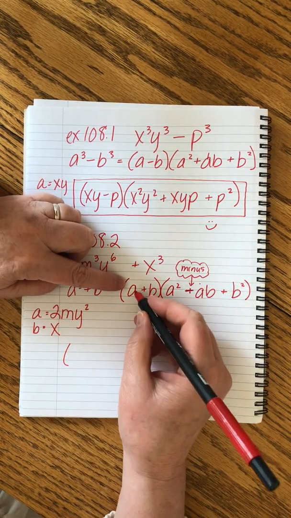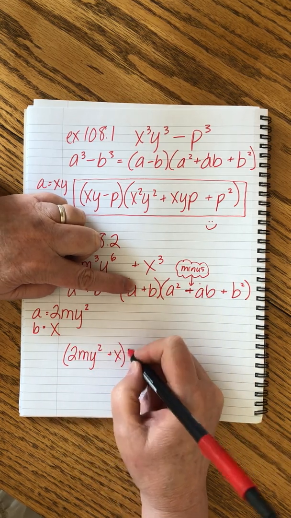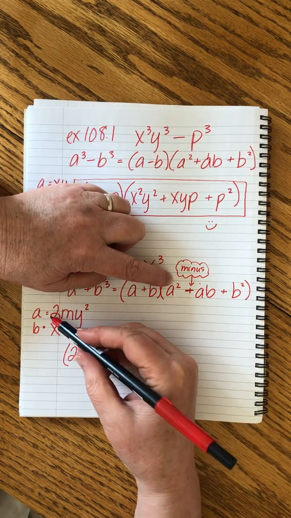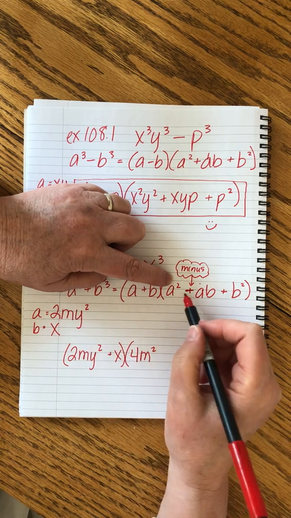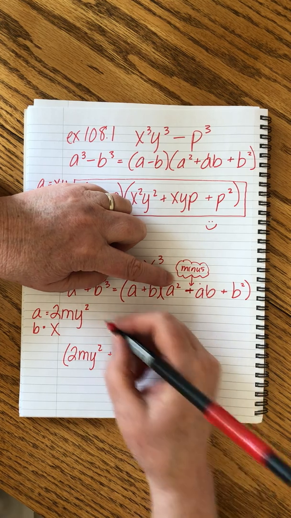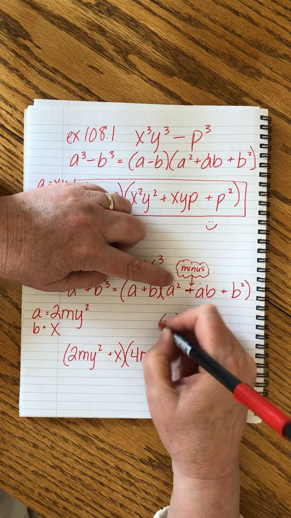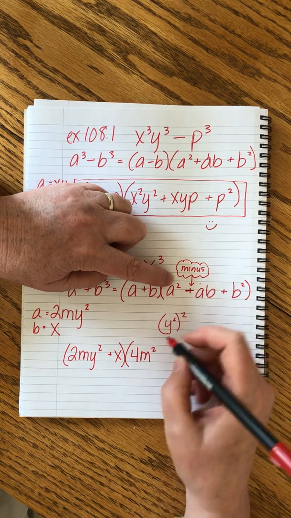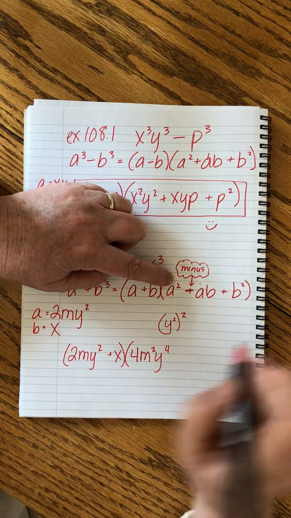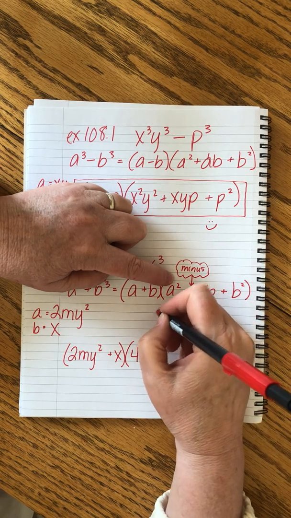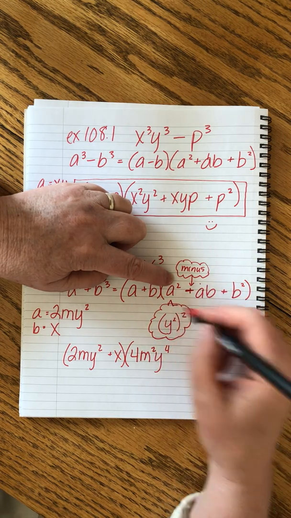Okay, so our first one is a is 2my squared plus x. Then a squared, we have to square this. Okay, so 2 squared is 4. M squared is m squared. Sounds like I'm talking in riddles, doesn't it? And y squared, again, think of it as y squared raised to the higher power of 2, and we multiply those, it's y to the 4th. And then this, so this is how we thought about this. There. It's a thought bubble.